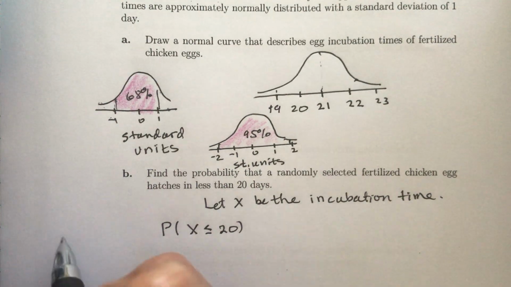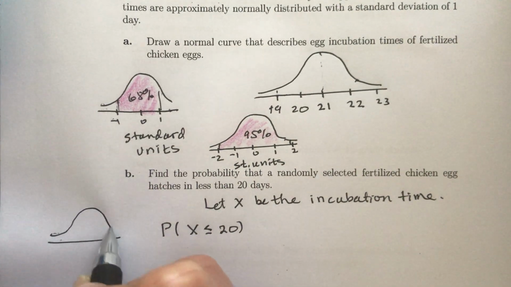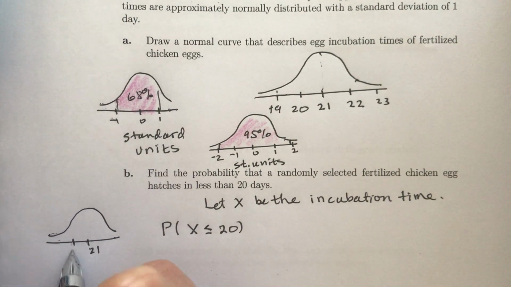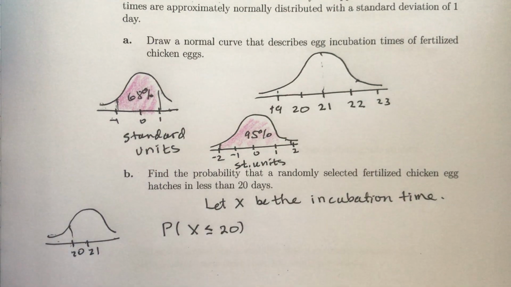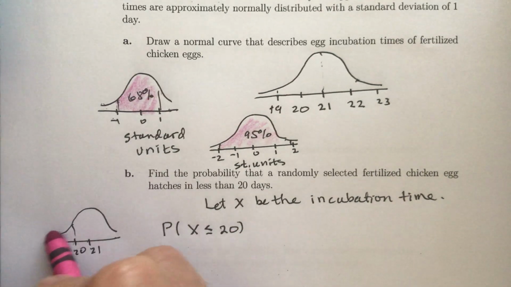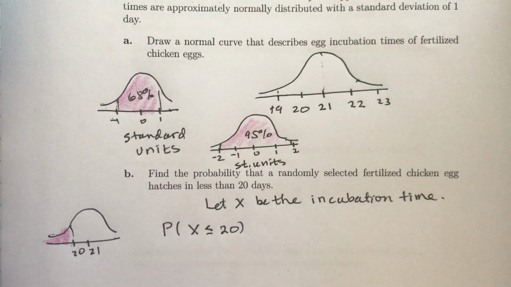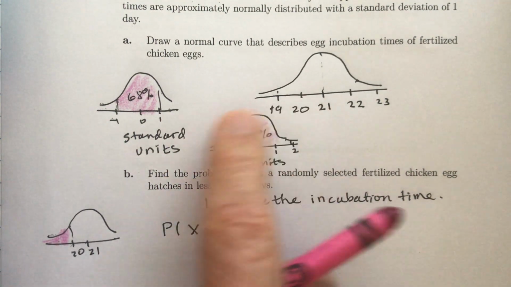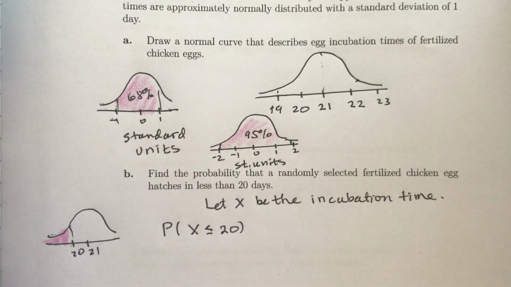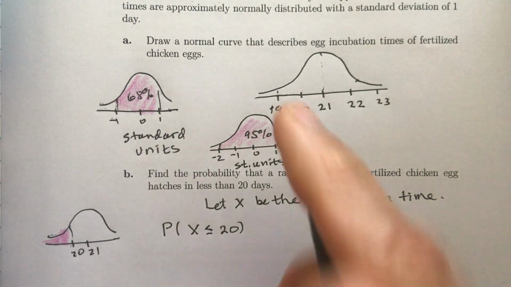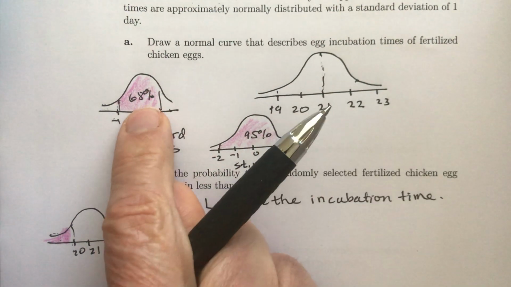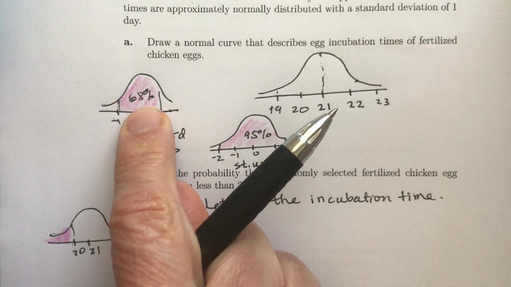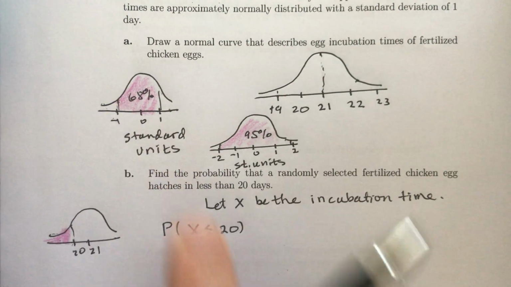So you could, and I guess I will, draw a picture yet again, one more time, and color that in. Now for this one, since I know that that's 1 standard deviation below the mean, I can use the empirical rule. Outside the 68% is 32%, and half of 32% is 16%.